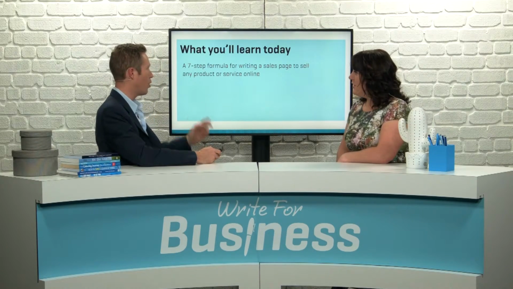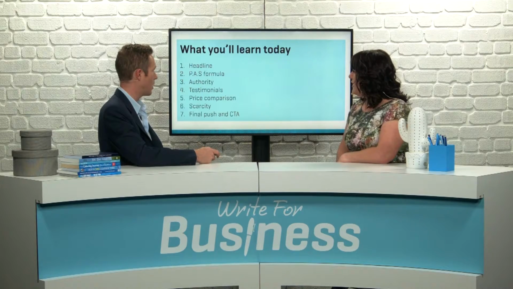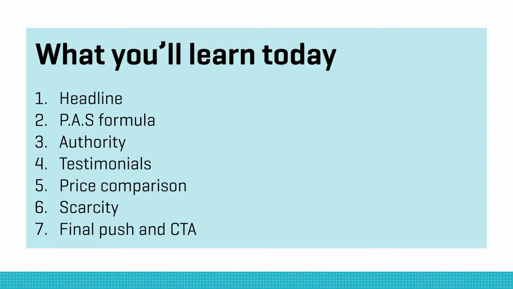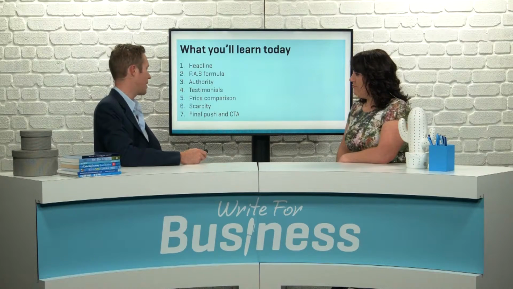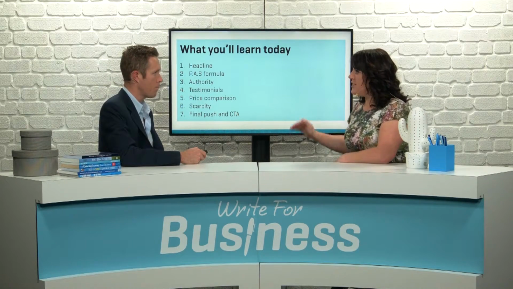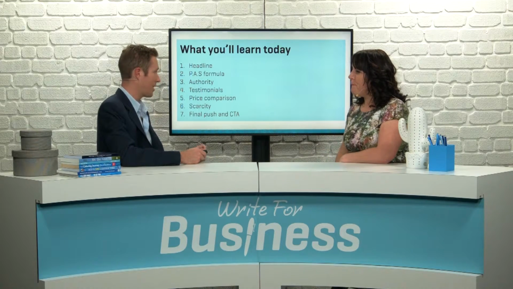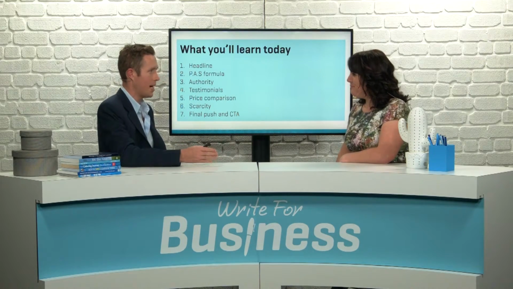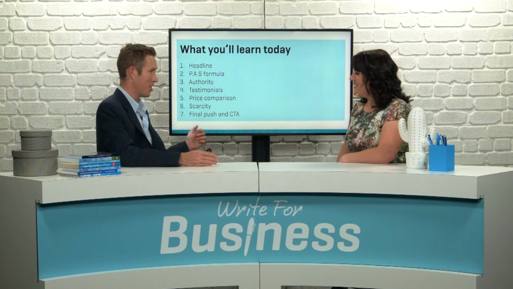Okay, so a 7-step formula for writing a sales page. Let's dive into it. That's going to be the following bullet points, which you can see here. It starts with the headline and ends with a final push and call to action. So we're going to be going through these 7 steps right now. And do they have to be done in this exact order? No, they don't. In fact, I have a report I published a long time ago called the 13-step sales page blueprint. This is only 7.